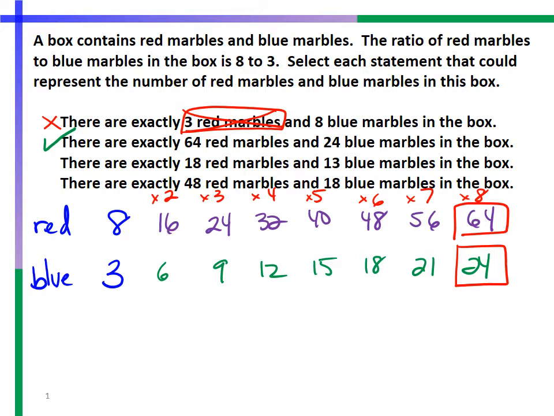Let's go take a look at the third choice. There are exactly 18 red marbles, and 18 is not even a multiple of 8 here, so I'm going to cross that one out. And last but not least, there are exactly 48 red marbles, so we have that one, 48 red, and there should be 18 blue in the box, so that one checks out as correct.